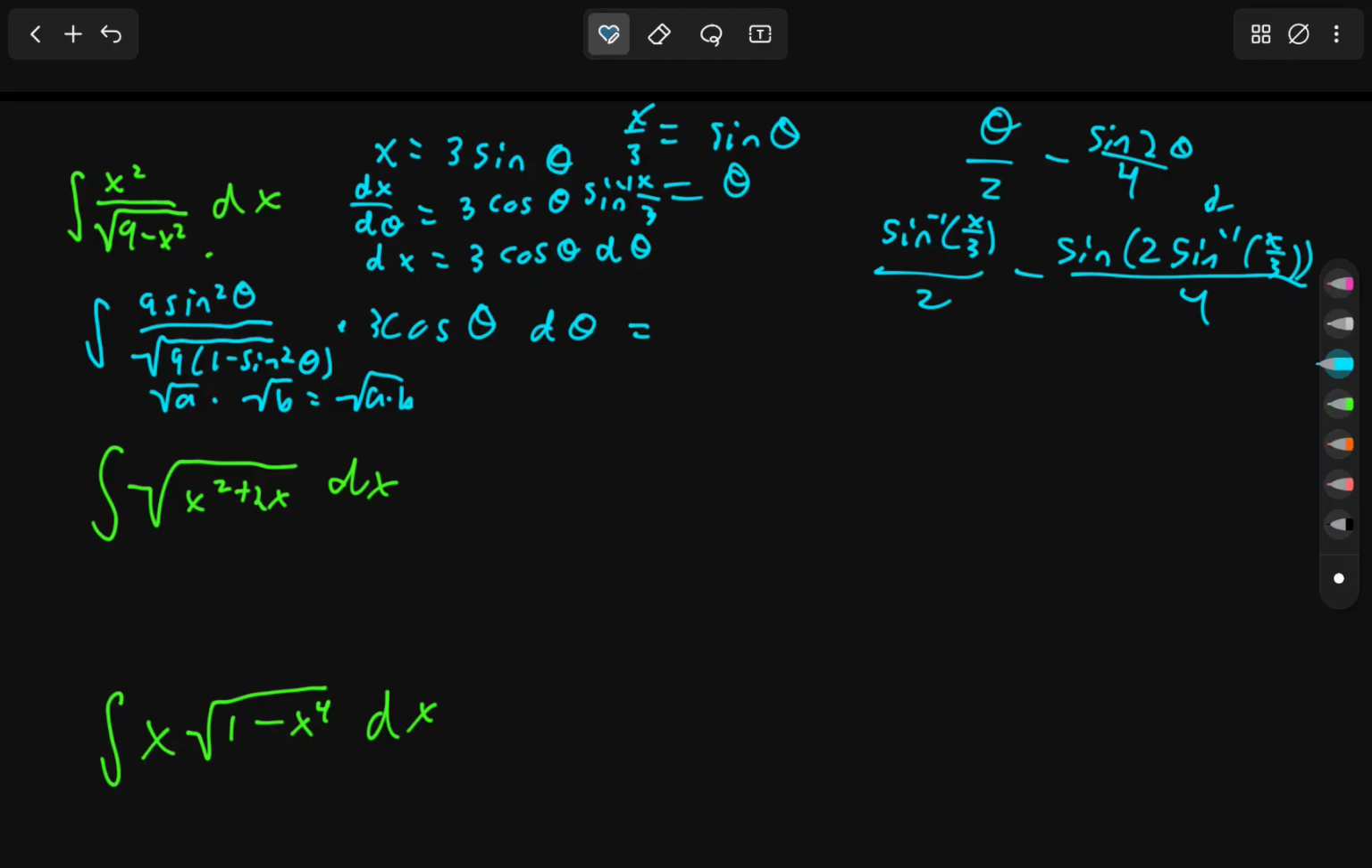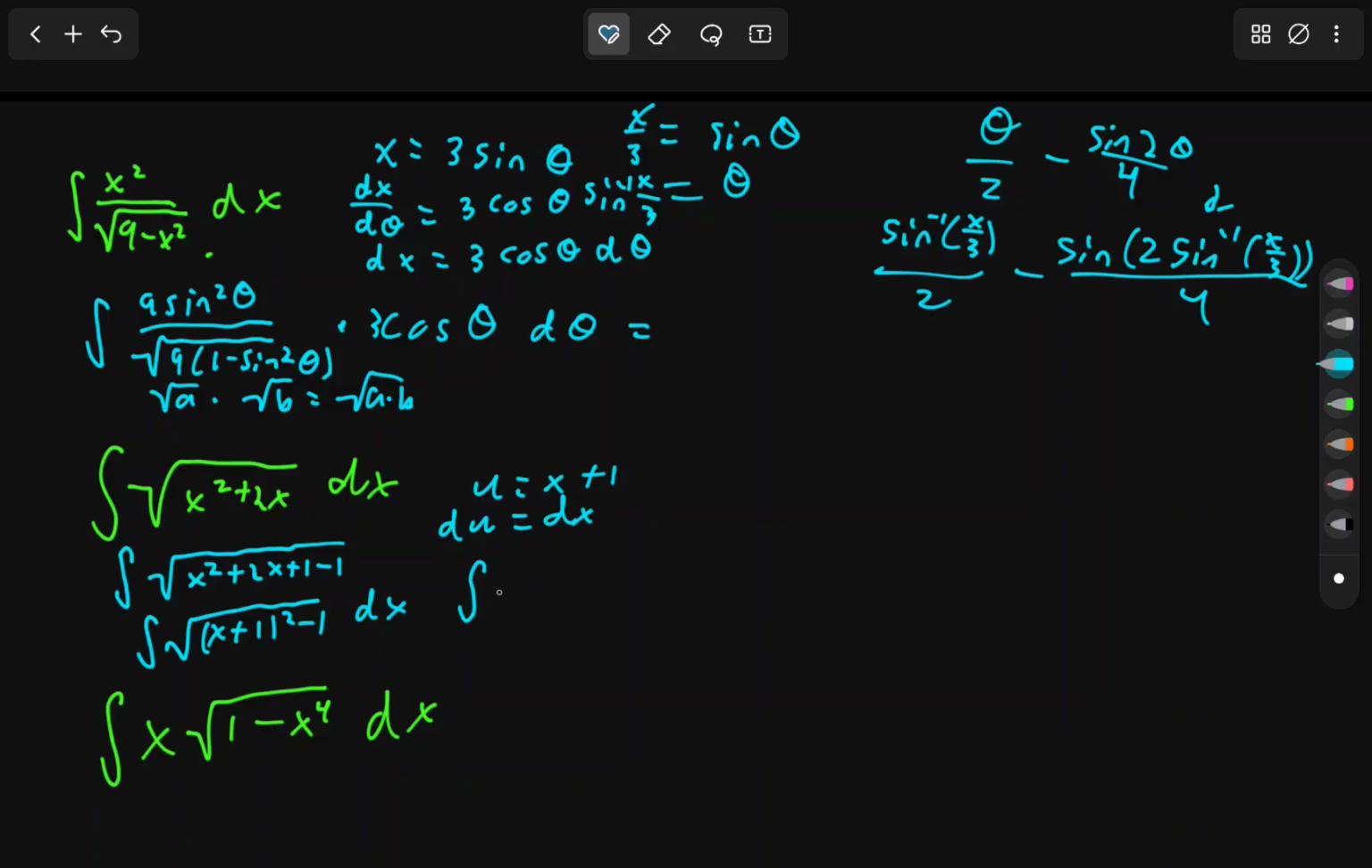For this next integral, we are going to start out by completing the square. So, if we complete the square for this integral, we get the integral of the square root of x squared plus 2x plus 1 minus 1. So then this becomes the integral of the square root of x plus 1 squared minus 1 dx. I'm just going to set u in this case equal to x plus 1. So then du is just going to be equal to dx. This simplifies the integral by a lot. So this just becomes the integral of the square root of u squared minus 1.